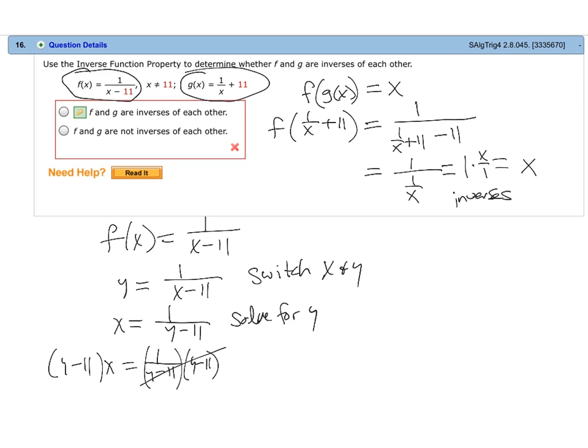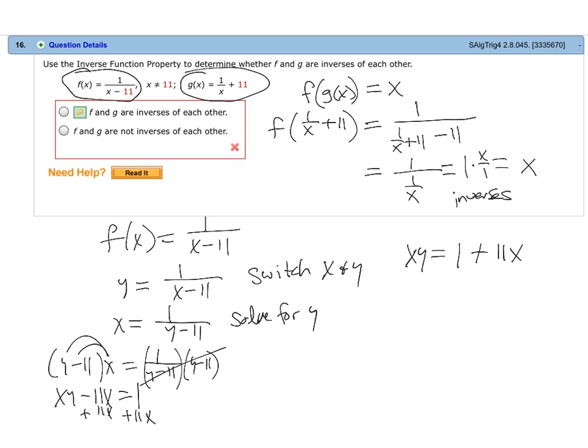Now we have, if we distribute the x, xy minus 11x equals 1. Now we can add 11x to both sides, and we would have xy equals 1 plus 11x.